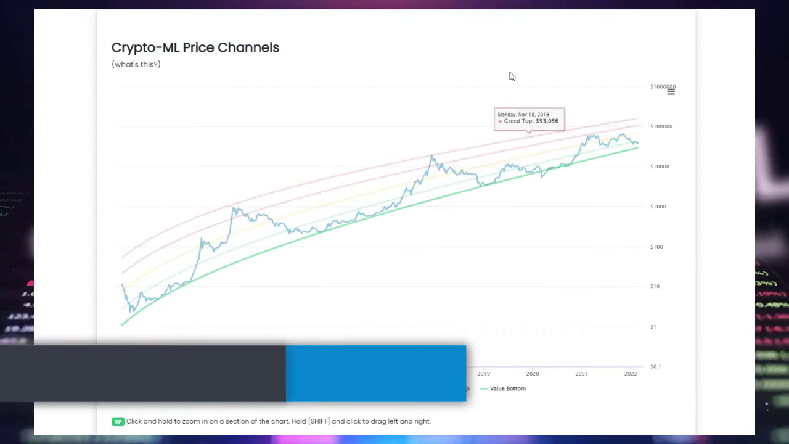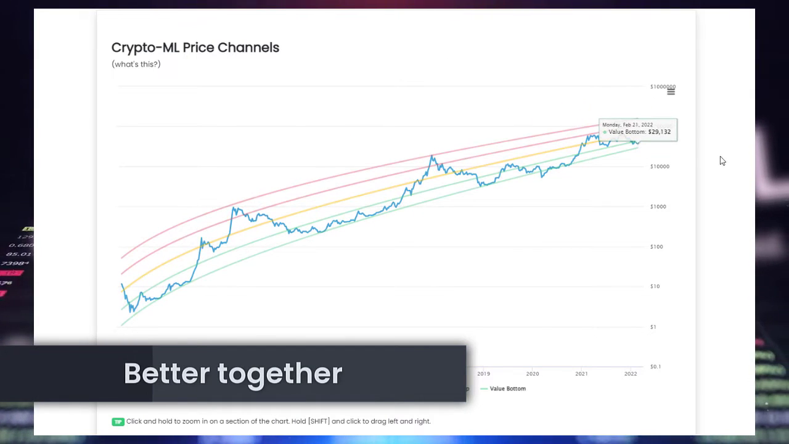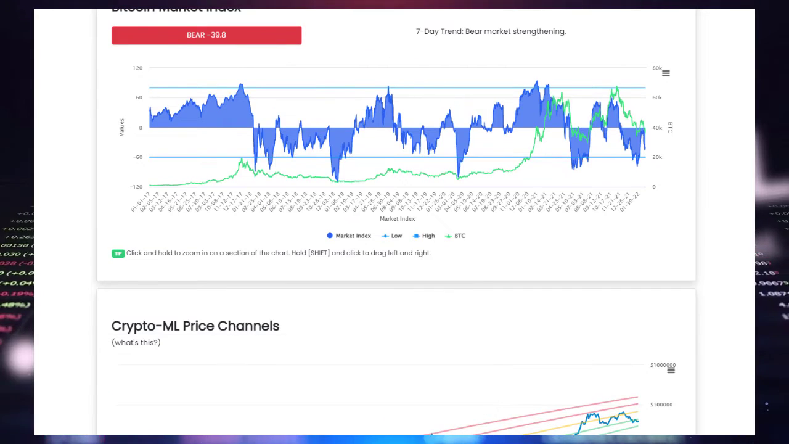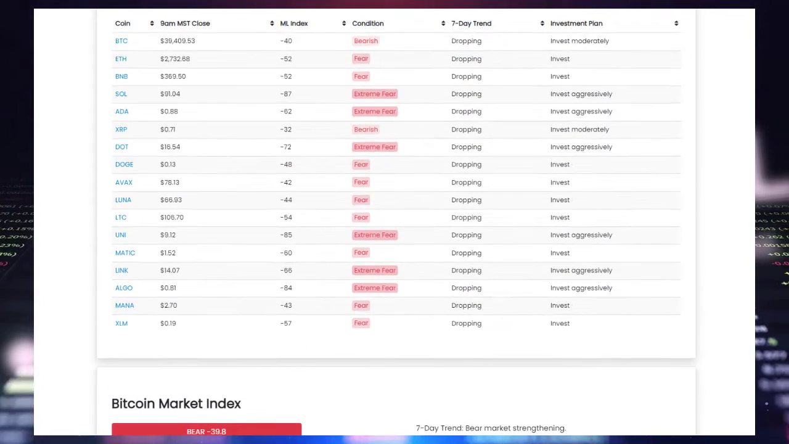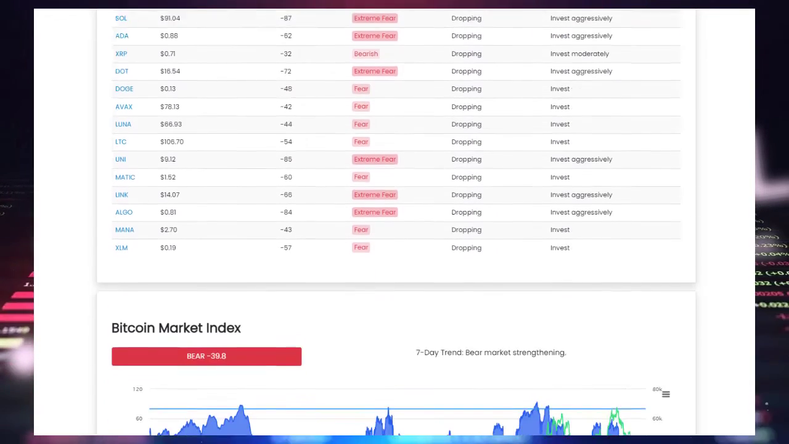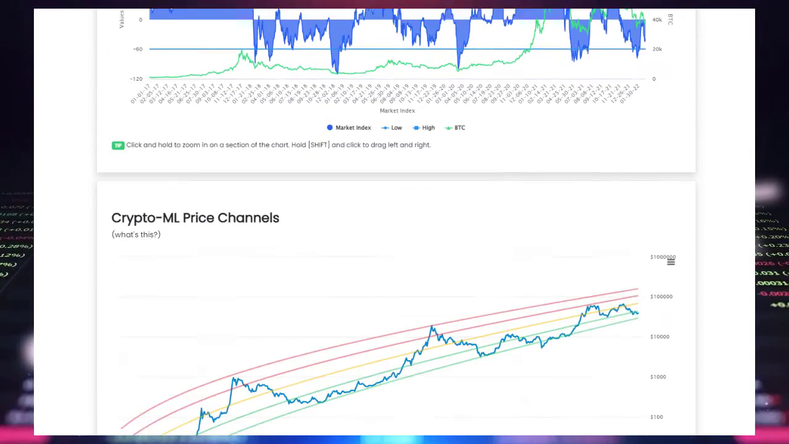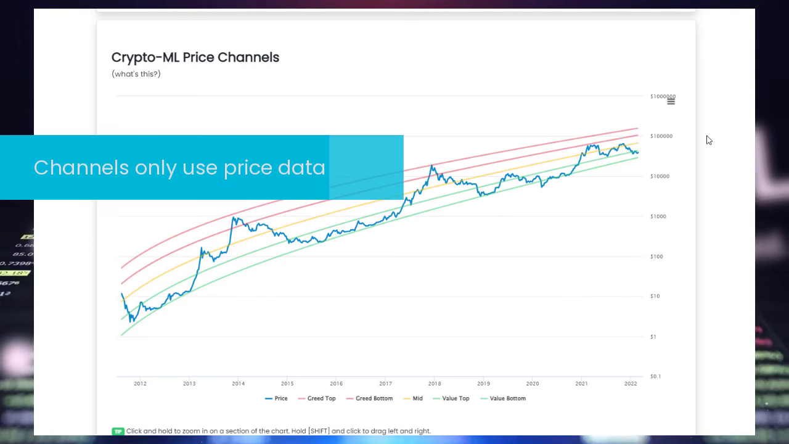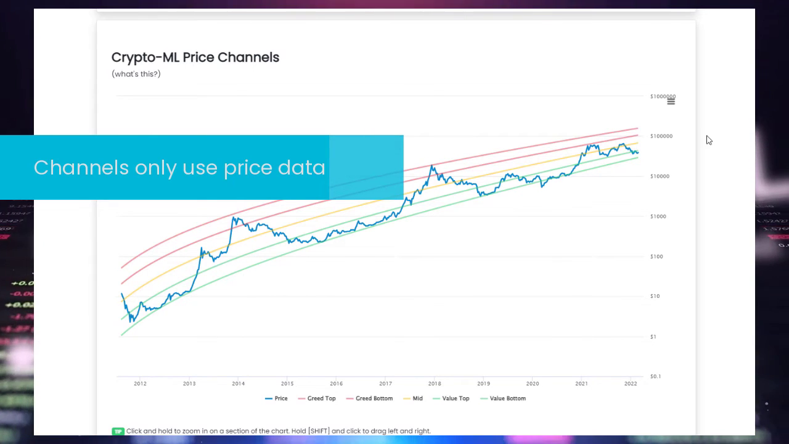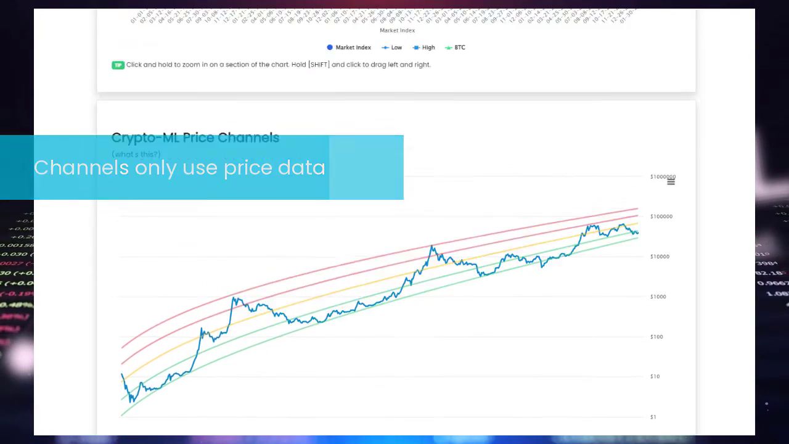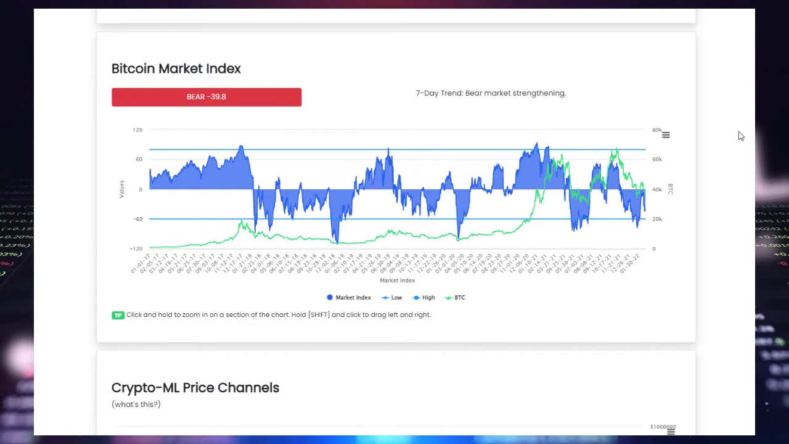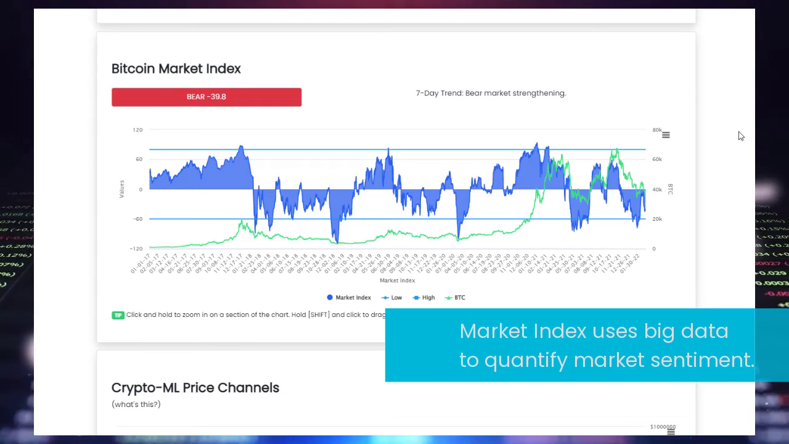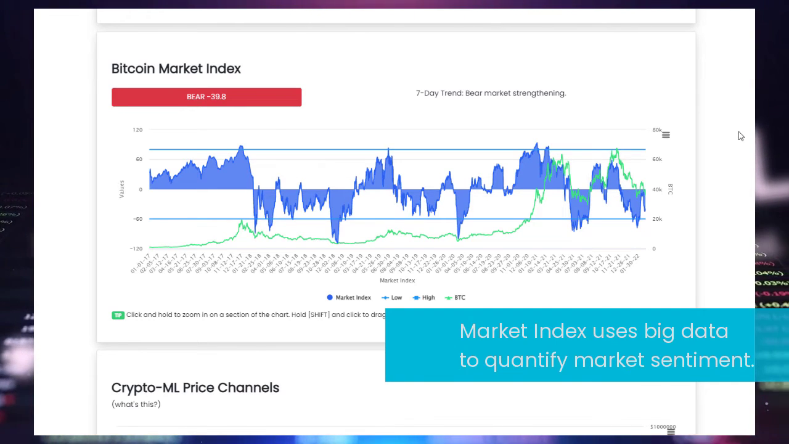So we've talked a lot about these channels and how you can use them, and really this is designed to be used alongside the market index. So we'll look at all this data you can get on the market index. This is the Bitcoin graph, and then come down here. This chart is just a statistical model using only price as an input. The market index, on the other hand, uses a ton of data to try to measure and quantify the overall Bitcoin market sentiment. So it's looking at many, many data points to do that.